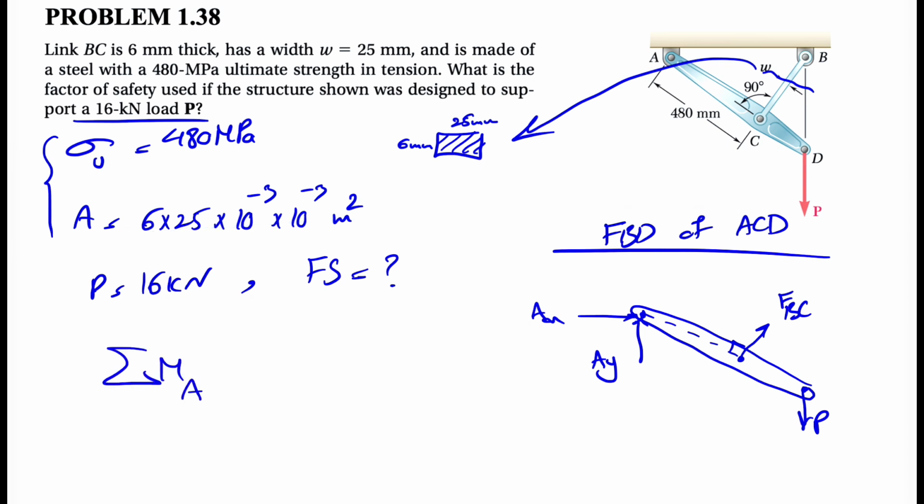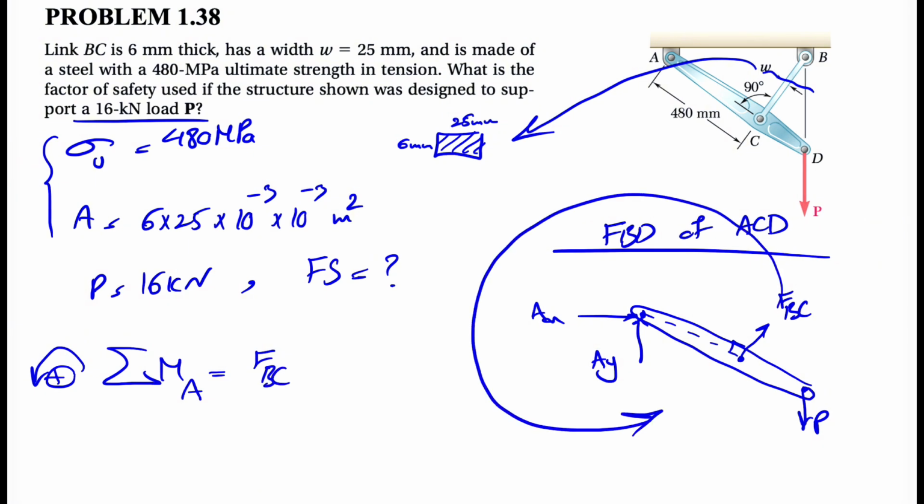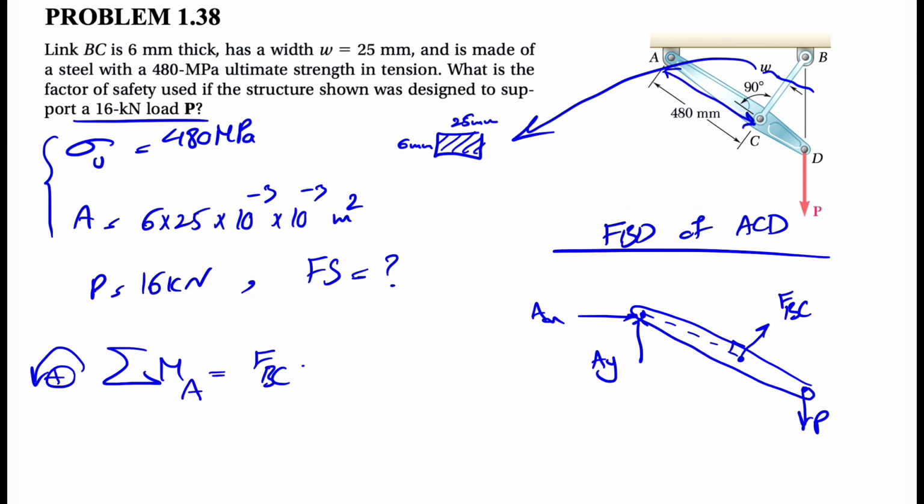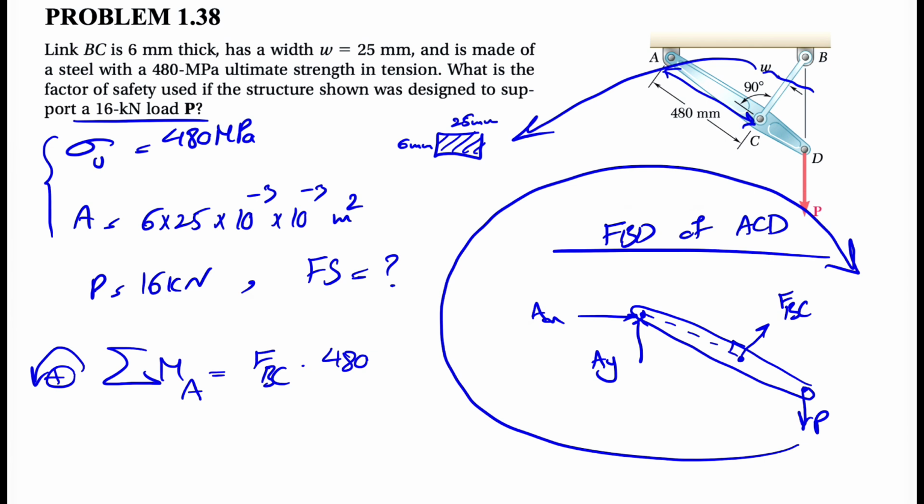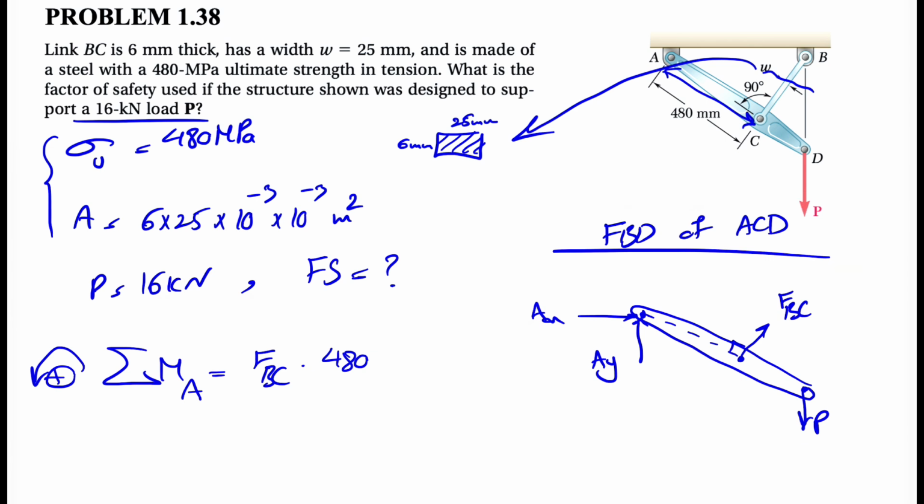Since we are in equilibrium, we're going to start with our moment equation about A, counterclockwise positive as always, so that we can get rid of all the unknowns at point A. We have the moment of FBC, which if we look at it, is in this direction. So it's a counterclockwise moment, so positive FBC times the distance from A to C, which is 480 millimeter. Also we have the moment of force P, which about point A makes a clockwise moment.